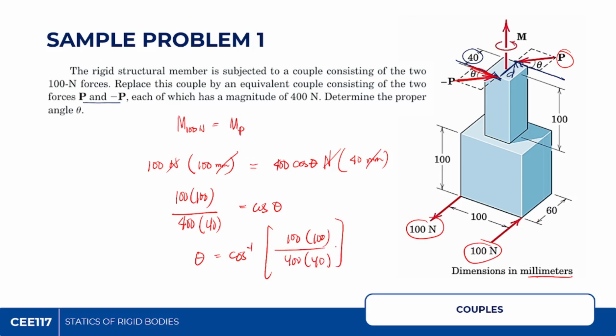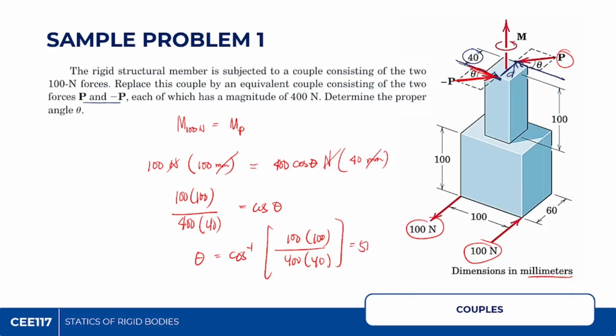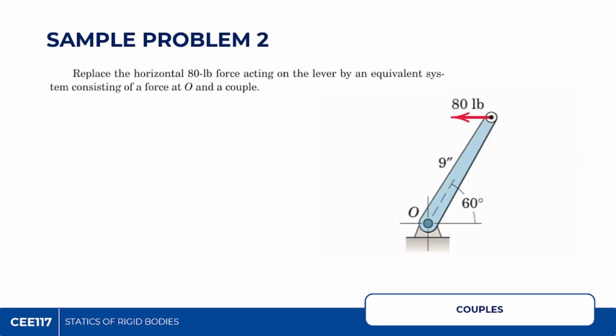Okay? That's the way to solve this. So, let's carry out using our calculator. Cosine, arc cos 100 times 100 all over 400 times 40, and that is equal to 51.32. Okay, so 51.32 degrees, and that is basically your answer for this problem.